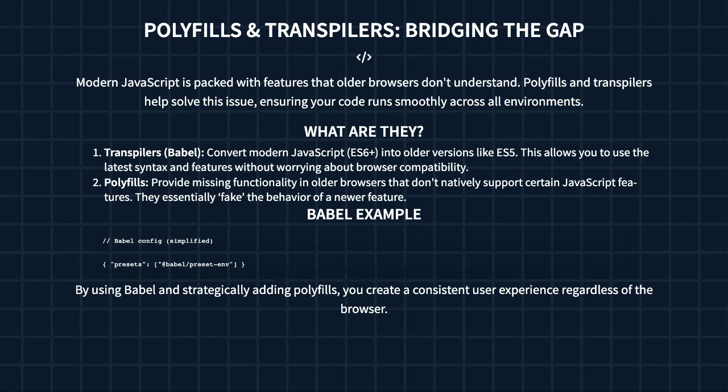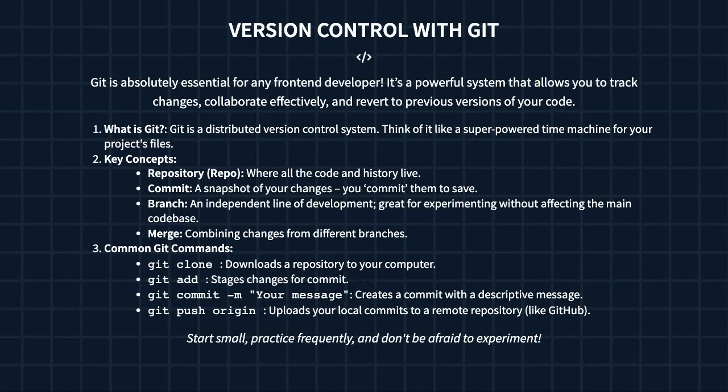translation work for you. Okay, so let's talk about Git. It's a lifesaver for front-end developers. Basically, Git is a system that keeps track of changes to your code. Imagine you're working on a big project and you want to try out something new, but you don't want to mess up the main version. That's where branches come in. They let you create separate lines of development. You commit your changes, essentially taking snapshots, and then you can merge them back together when you're happy with the result. Don't worry if that sounds a bit confusing. Just start using the basic commands like clone, add, commit and push, and you'll quickly get the hang of it.